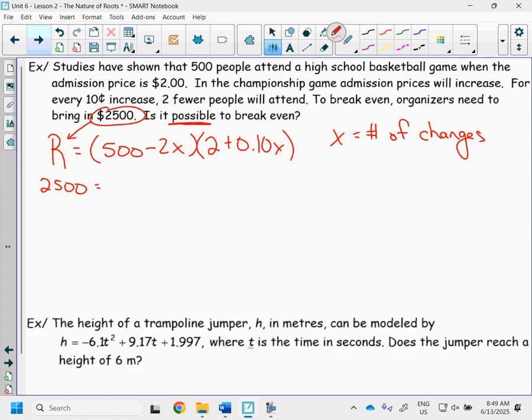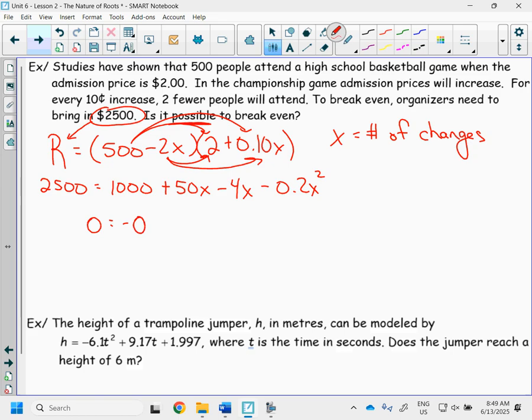So my next job is, I'm going to put this in standard form, which means I need to FOIL. 500 times 2 is 1,000. 500 times 0.1 is 50x. 2 times 2 is 4x. And minus 0.2x squared. Okay, I'm going to put it in the right order and make it equal 0.